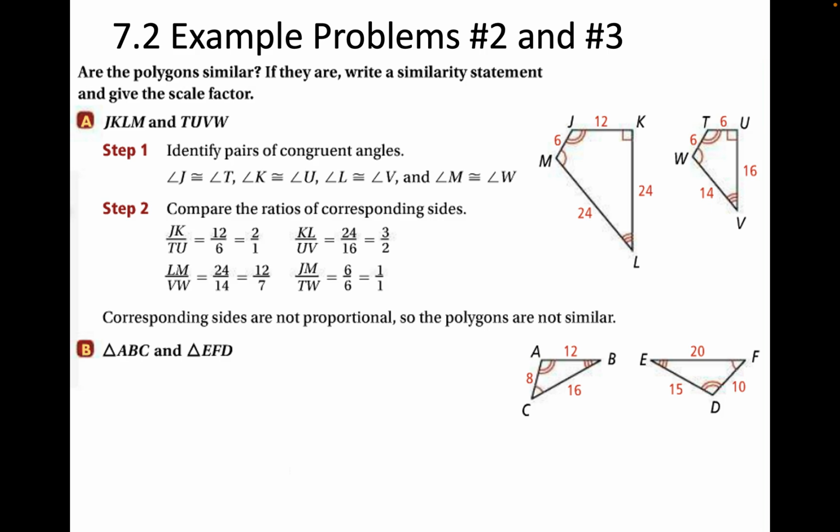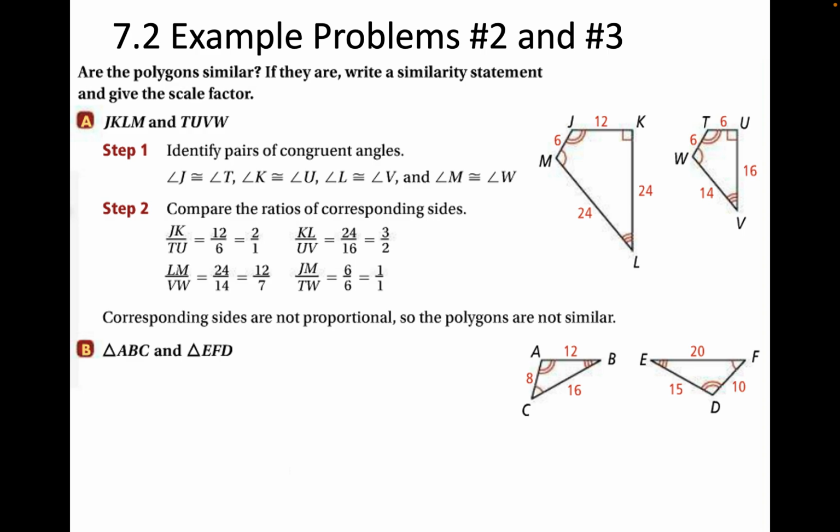So obviously, these shapes are not similar because the corresponding sides are not proportional. The top side is twice as big on the left, and the one on the left-hand side are equal. So you can't have polygons that are similar if one side is twice as big and the other side is equal. The ratios all have to be the same. So in this case, we can say that quadrilateral JKLM and quadrilateral TUVW are not similar because their corresponding sides are not proportional.